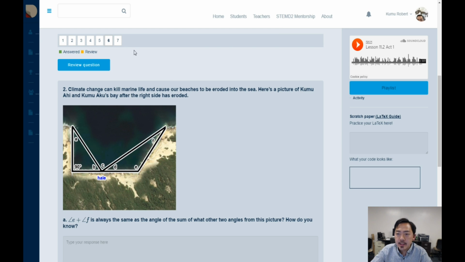And then we ask the students an open-ended question. As we can see here, this side of the coast has eroded away. How will erosion and climate change affect Kumu'ahi and Kumu'ahu's way of life? Please have your students share with the class and in the comments section below.